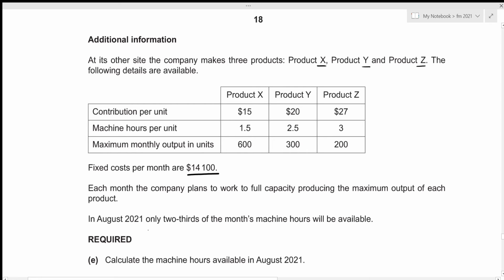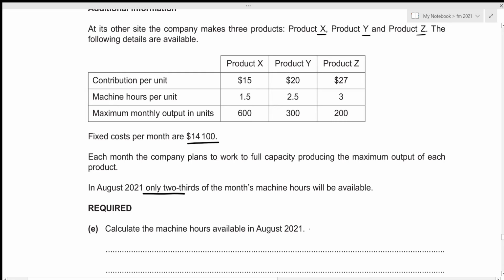However, in August 2020, only 2/3 of the month's machine hours will be available. And for the fifth part of this question, we need to calculate the machine hours available in August 2021, which is 2/3 of the normal machine hours. So first, we need to figure out the normal machine hours.